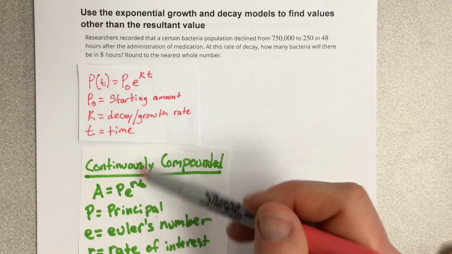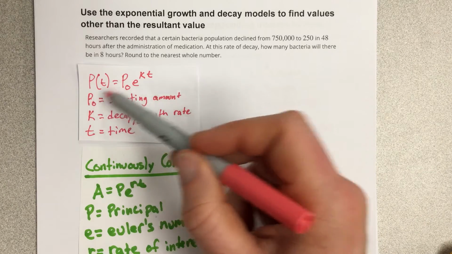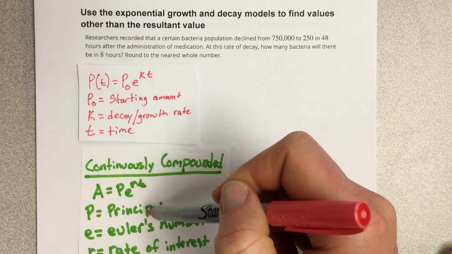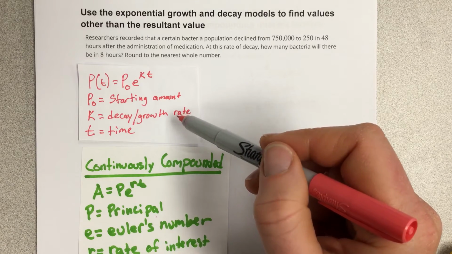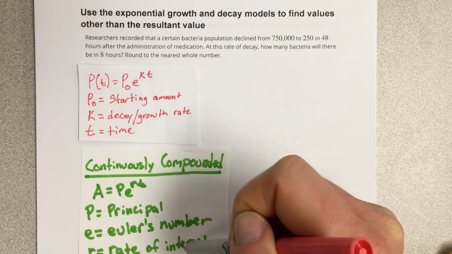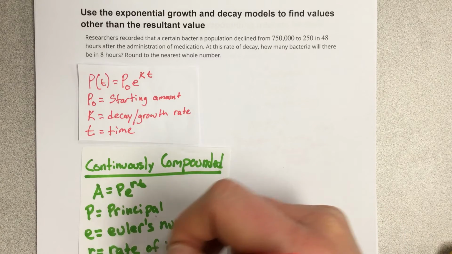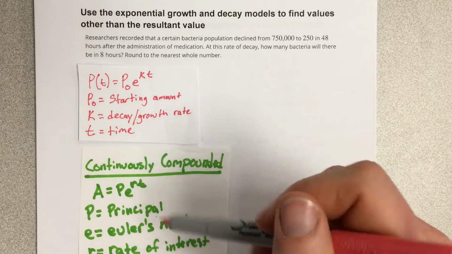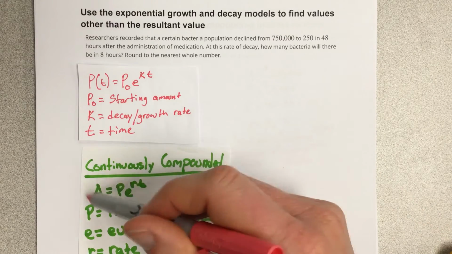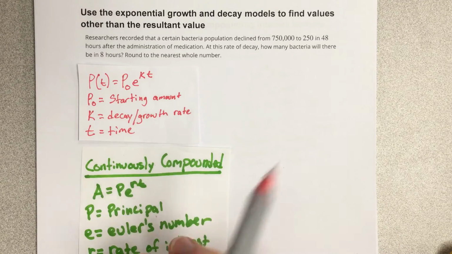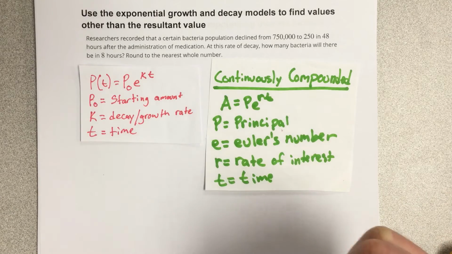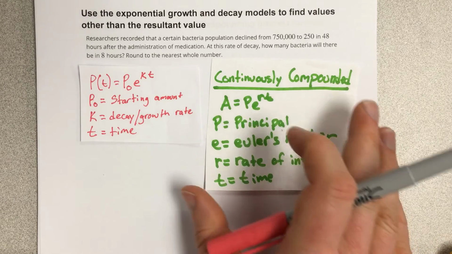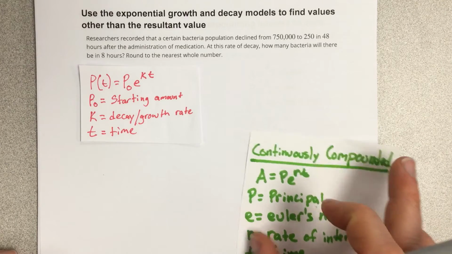You can see they're the same equation. You've got P of 0 as a starting amount. Well, that's the principal in this equation. You've got K as the decay or growth rate. That's the R in this equation, right? So they're just different variables standing for the same thing. T is time in both of those. And A is the amount that you end with, and P of T is also the amount that you end with. So they're basically the same equation, just with different variables.